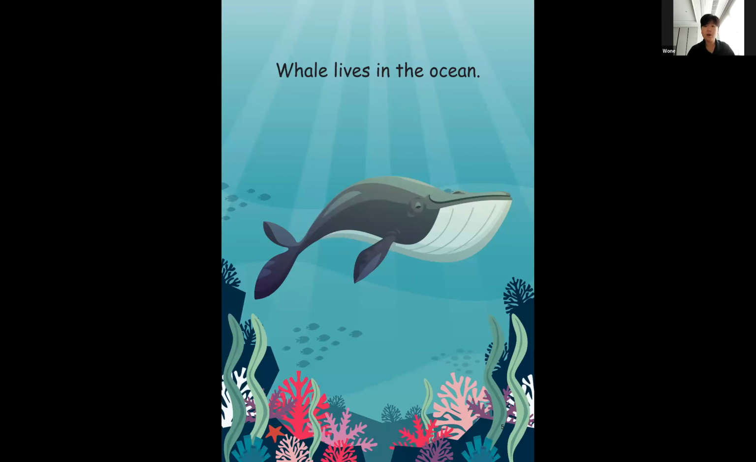Whale lives in the ocean. Which animal lives in the ocean? And where is the whale's habitat? What other animals can we see in the ocean? What's bigger than a whale? What's smaller than a whale? How is the temperature of this habitat? How does it feel?